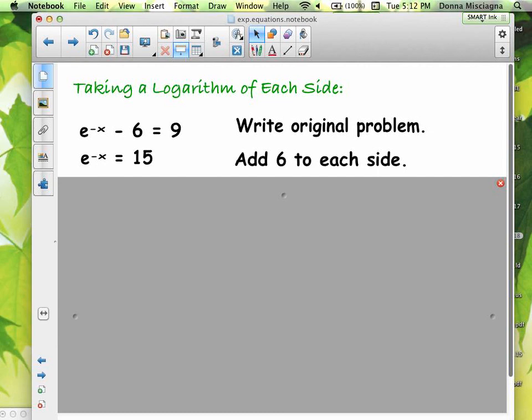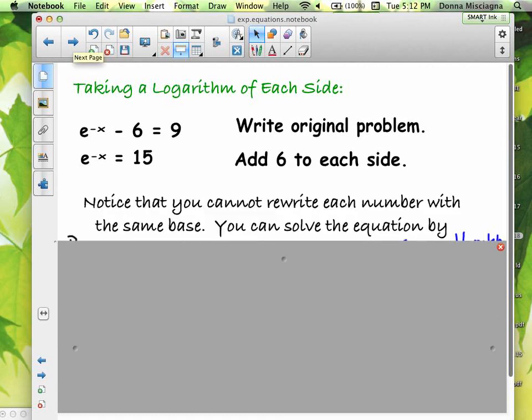All right, so we have e to the negative x minus 6 equals 9. Here's our problem. We need to isolate the exponential expression. So we need to isolate e to the negative x, so we're going to add 6 to both sides. So now we have e to the negative x equals 15.